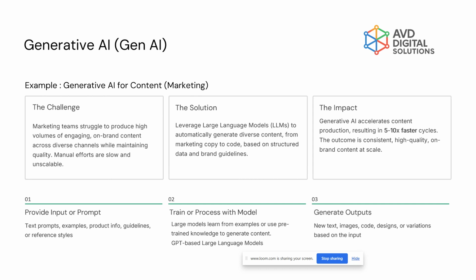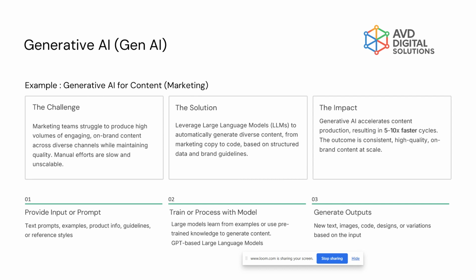Now, the use case that I picked up here for explaining this capability, how it is used in the industry, is from the marketing department of a company, where generative AI is used for generating the content pertaining to a product's description. So, a typical challenge that marketing teams face is they struggle to produce a high volume of engaging on-brand content across diverse channels and maintain the quality along the way. So you can imagine the manual efforts in this case are also slow and obviously unscalable.